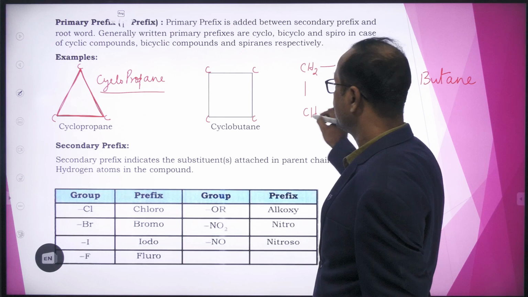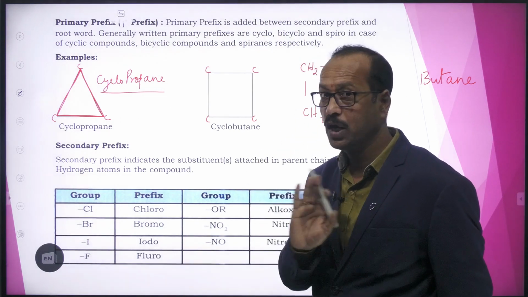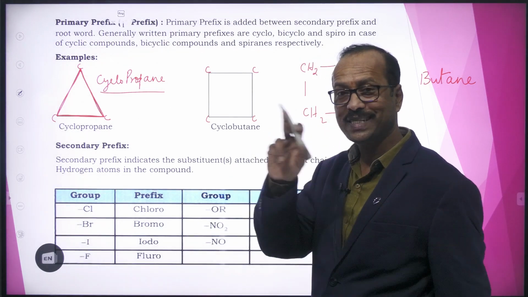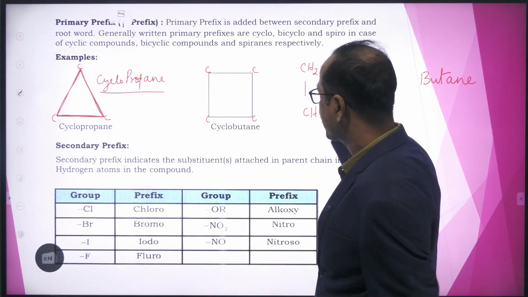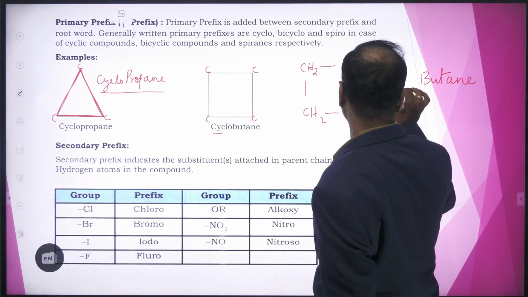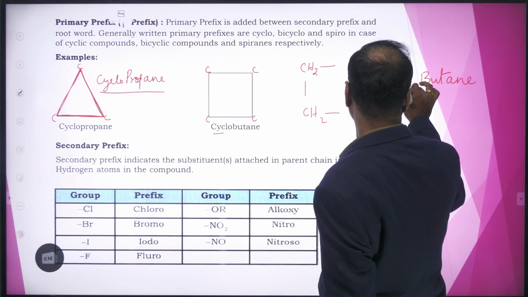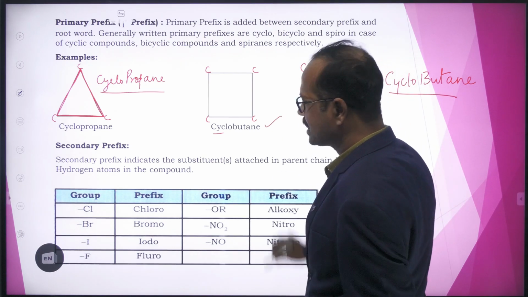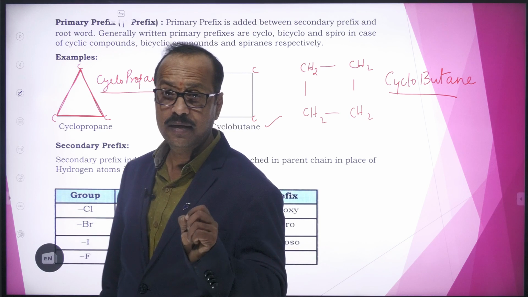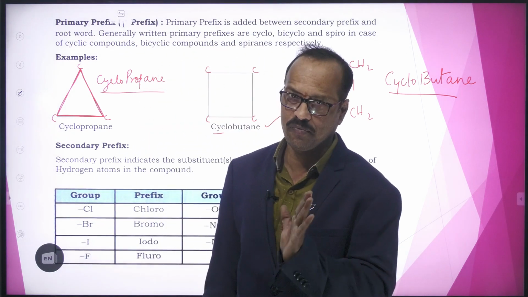But here, is it a normal butane? No, it is a closed structure, so it is cyclo. Okay, so it's a cyclic compound, so you have to add cyclo. So the name of this one is cyclobutane. Here we are adding the cyclo as a prefix.